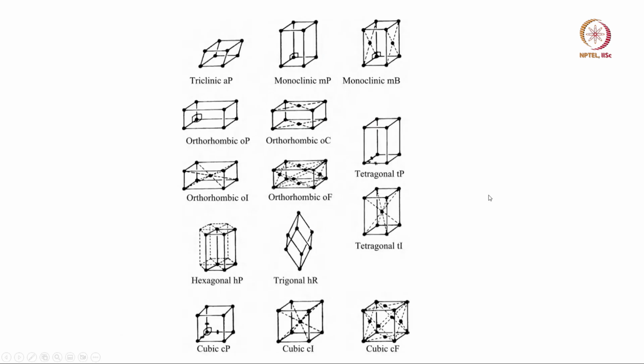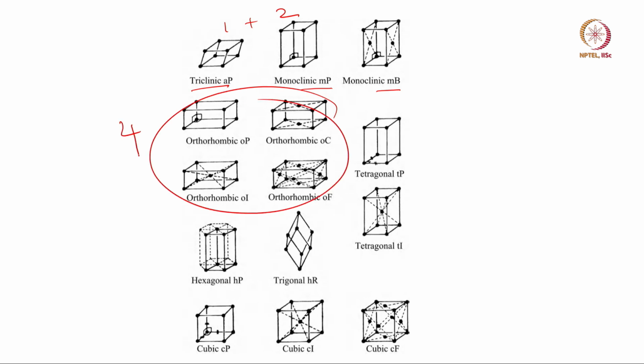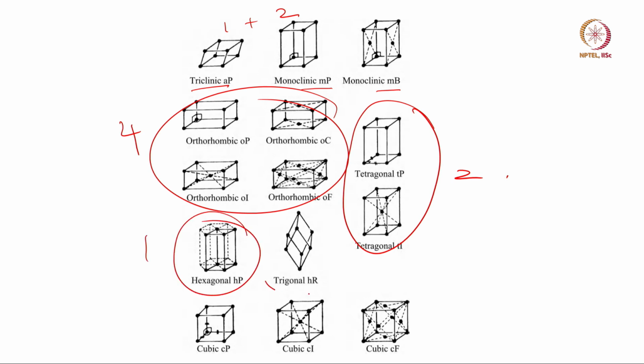I can go to the next slide. So, these are all the 14. I start with the triclinic AP, I have MP, MB. So, 1 plus 2, plus orthorhombic, I have 4 of them, plus 4, right. Tetragonal I have 2 of them, plus 2, then hexagonal is 1, trigonal or HR, this is 1, right. And then cubic is 3, right.